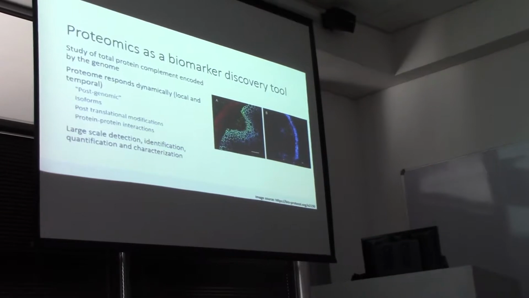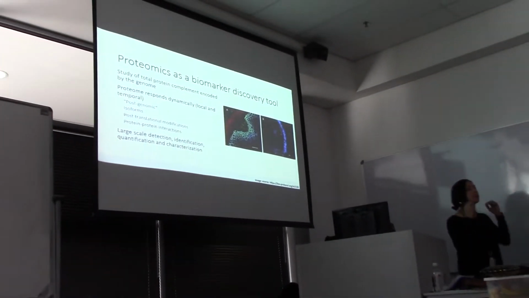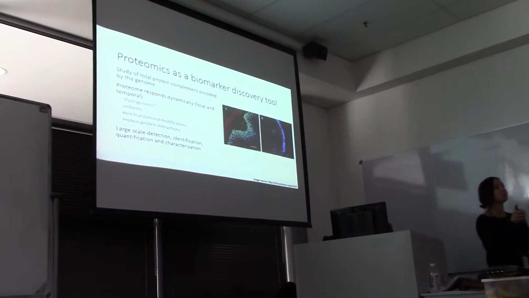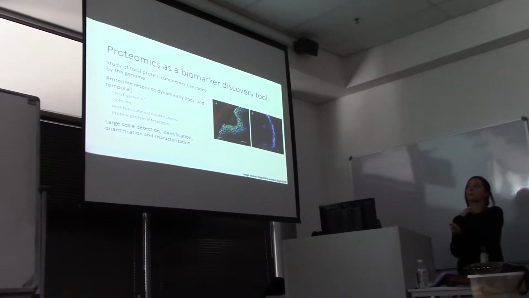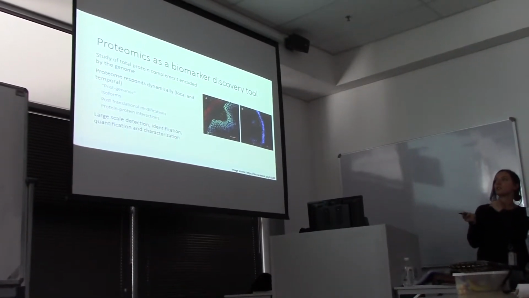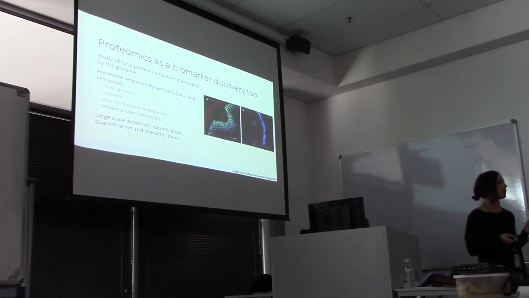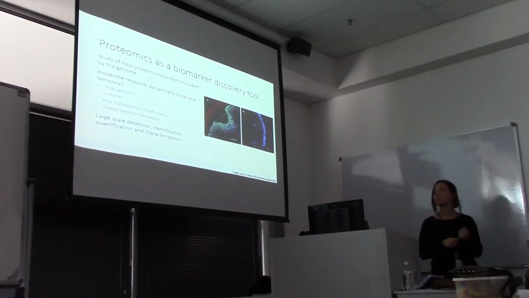So you can look at isoforms, you can look at post-translational modifications, you can also look at interacting proteins, and that can tell you a lot from a functional point of view about what is happening in the disease, what's happening in my organism. So proteomics in general is defined as the large-scale detection, identification, quantification, and characterization. So you're really looking at quite a lot of things when you're identifying proteins in your cells.